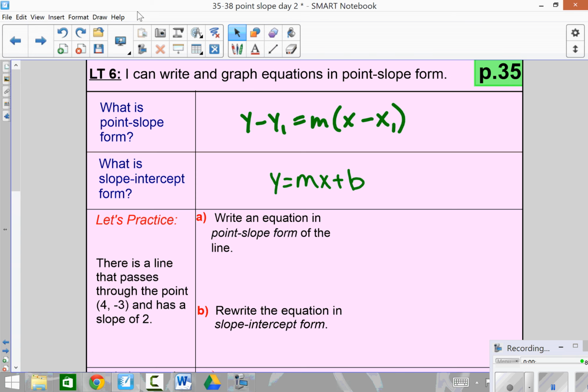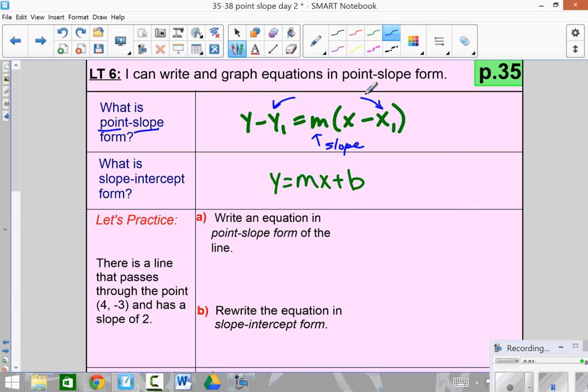Yesterday's new form that we were introduced to is point-slope form. You should recognize it. It's y minus y1 equals m times the parentheses of x minus x1. The reason it's called point-slope form is because m is the slope, and the point is where our x1 and our y1 are. Our point is always the x1 first and then the y1. You have to remember the order of an ordered pair.